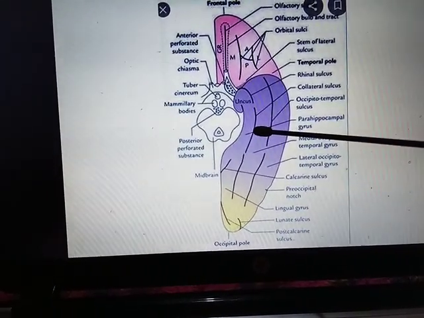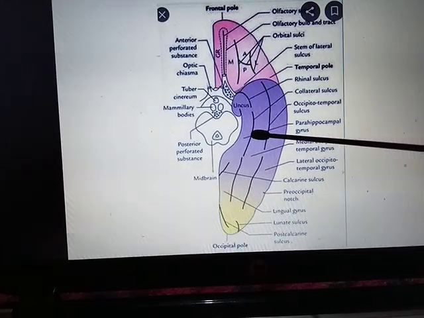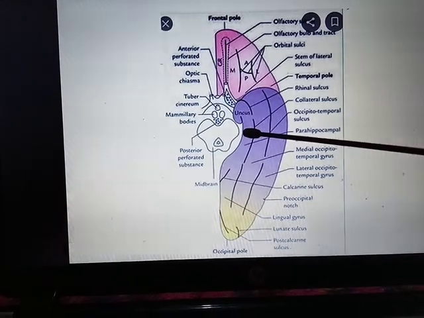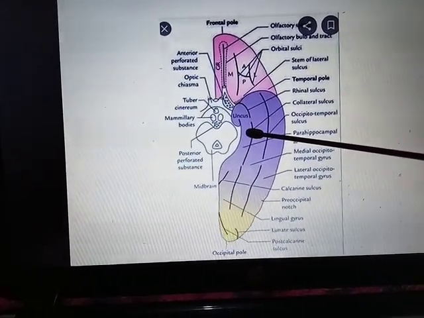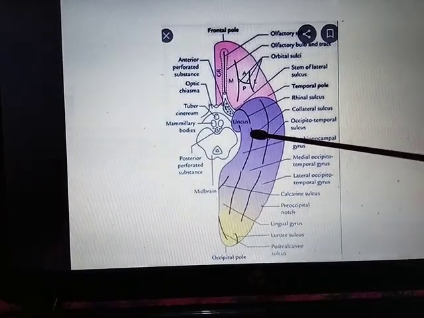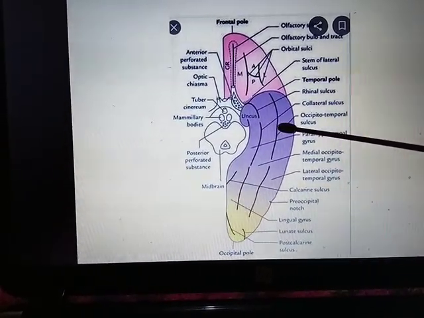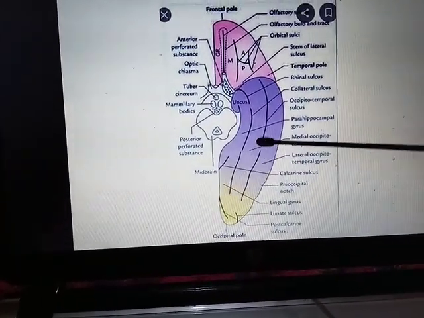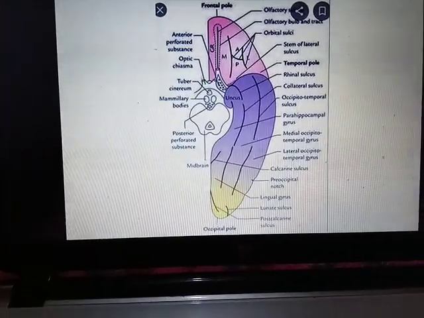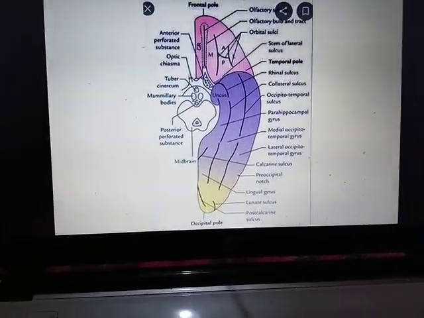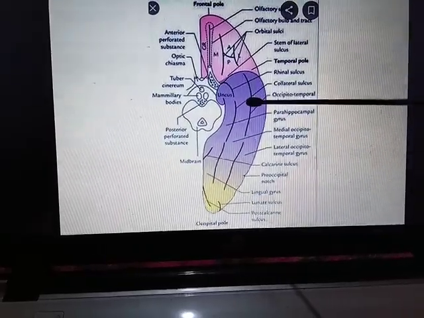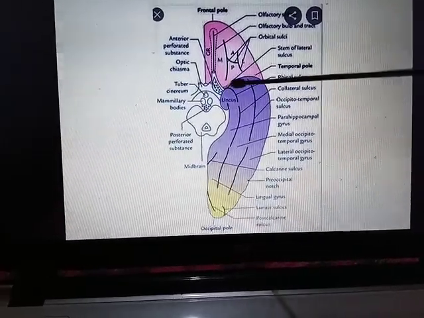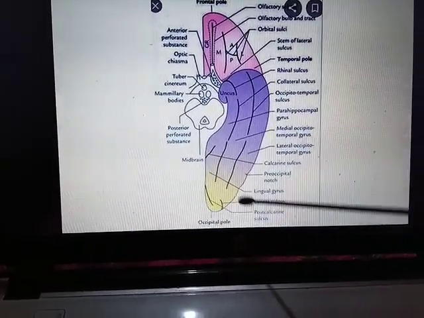This collateral sulcus is a complete sulcus and it raises an eminence in the lateral ventricle, which I'll be showing to you in the next slides. This is the collateral sulcus and this is the occipitotemporal sulcus. These are two parallel running sulci present on the tentorial surface. They go from anterior to posterior.